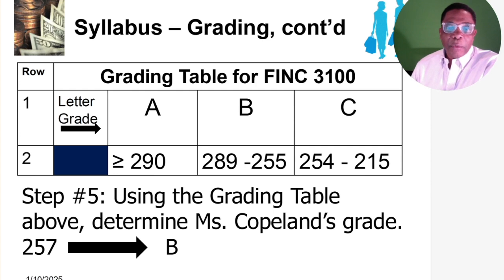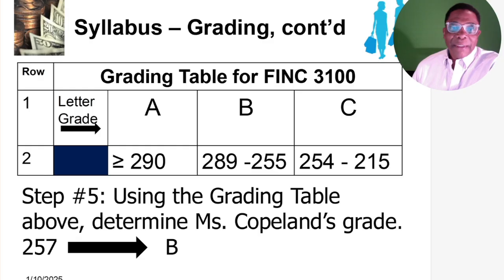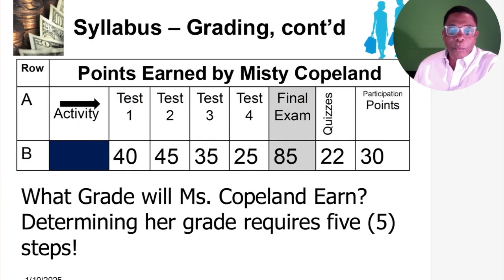Now, students earn points by doing 4 activities. 1, completing tests. 2, taking the final exam. 3, taking quizzes that help you understand the material in the textbook. And 4, taking business news quizzes, which help you earn participation points. Those quizzes help you relate the material in the course to what's going on in the real world of business, finance, and economics.